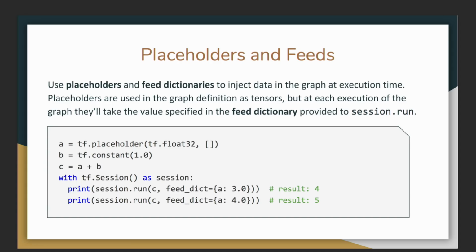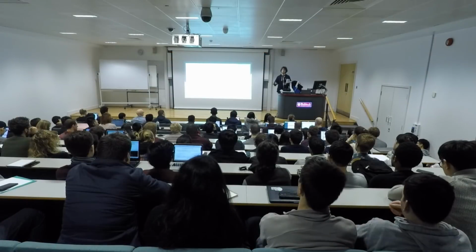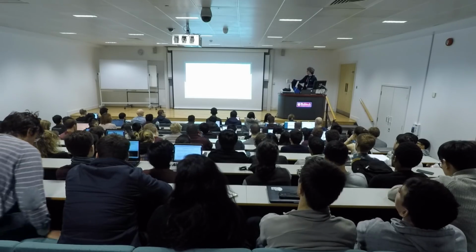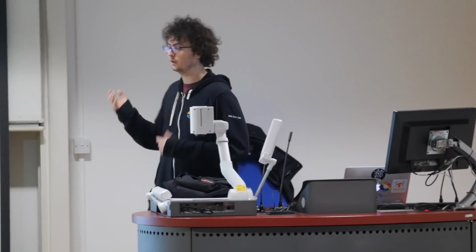But if instead you provide a feed dictionary, which is a dictionary that maps placeholders to numbers or NumPy arrays, then it will actually perform the computation and give you back the result you wanted. So for instance, if you feed a value of 3 for A, you will get back 4, and if you feed a value of 4, you'll get back 5, as seems most reasonable.